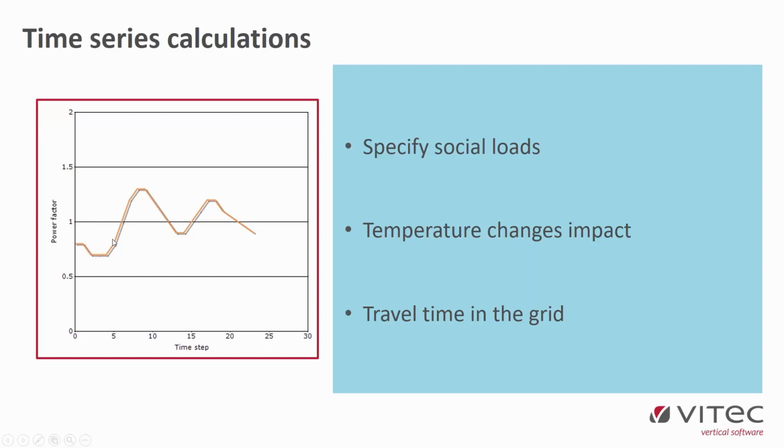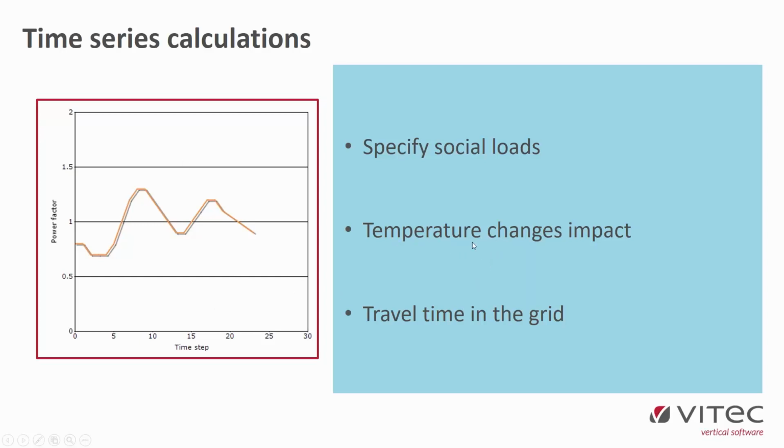So we have really low loads in the early morning, with high loads when people get up and go to work, a bit of a lower load for a while, and then another peak when we get to the end of the day and people get home, and then we're dropping down again for the evening and night. So you can specify this.